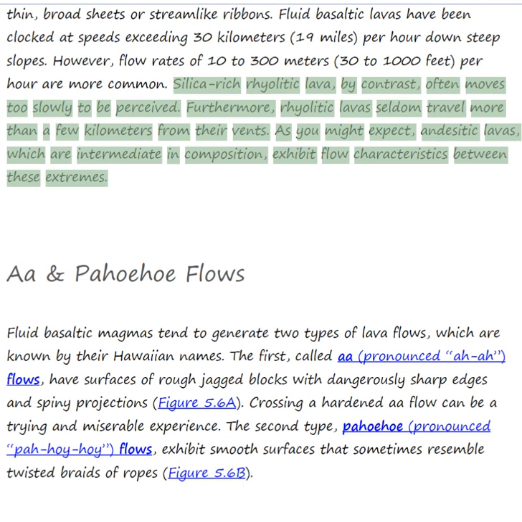Silica-rich rhyolitic lava, by contrast, often moves too slowly to be perceived. Furthermore, rhyolitic lavas seldom travel more than a few kilometers from their vents. As you might expect, andesitic lavas, which are intermediate in composition, exhibit flow characteristics between these extremes.